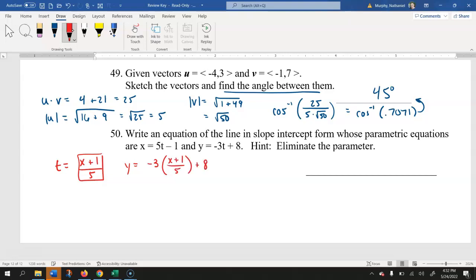Now if you're wondering why I did it this way, I like doing it this way because now I already have it set up in slope-intercept form. I just need to simplify, meaning the y is already by itself. So if I simplify what's on the right, you only multiply the numerator by negative 3 because this is the same as negative 3 over 1. And now I'm going to break apart that fraction to be negative 3/5 x minus 3/5 plus 8. That way I'm getting closer and closer to slope-intercept form. I just have to combine the negative 3/5 and the 8.